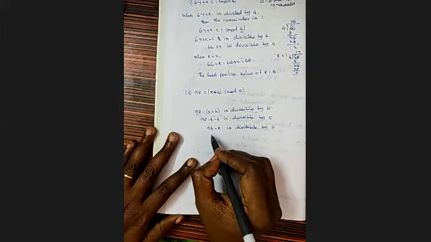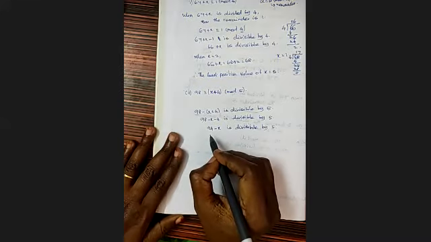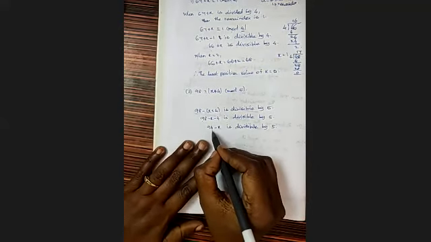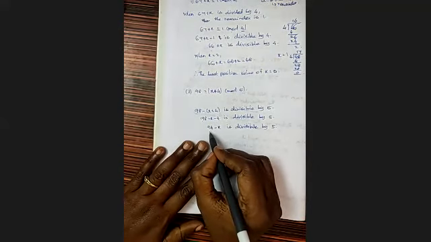Can 94 be divided by 5? When we divide, the remainder should be 0. Is 94 divisible by 5? No, ma'am. So, if we subtract 4 from this, we can get 90.